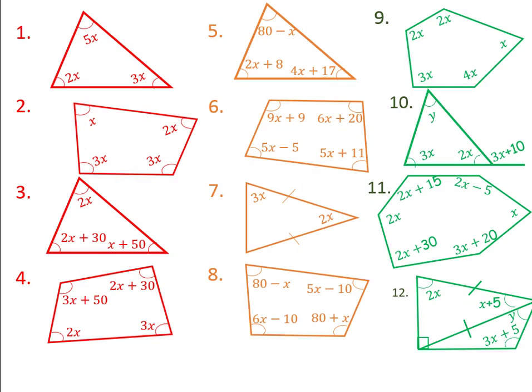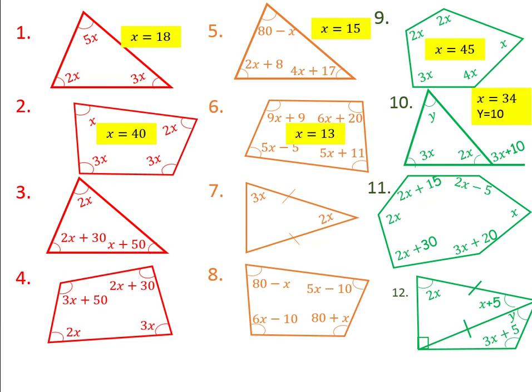What I'd like you to do now is pause the video. I want you to copy down these shapes, these triangles or quadrilaterals, in your books. Using the example, form and solve the equations to work out what the angles are. Please pause the video and press play when you're ready to carry on. Okay, let's quickly go through this. The answers are x is equal to 18, x is equal to 15, x is equal to 45, x is equal to 10, x is equal to 13, x is equal to 34, and y is equal to 10.